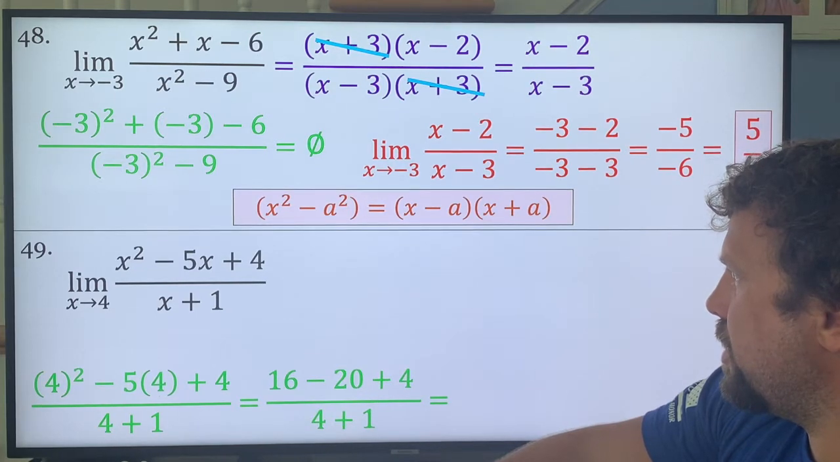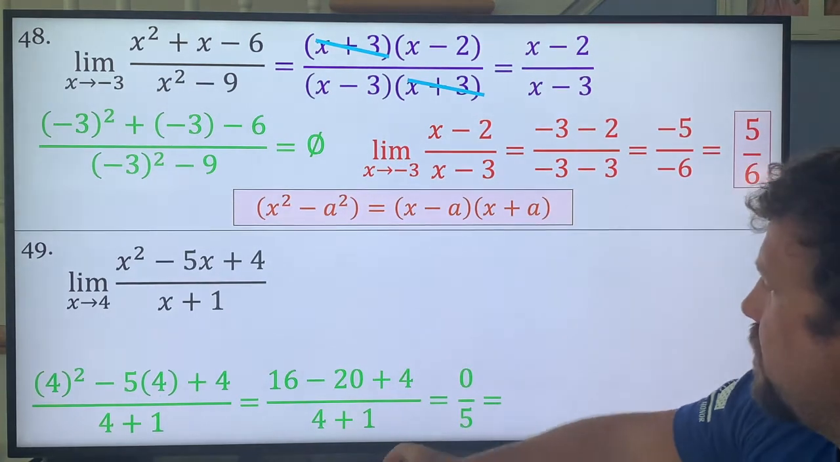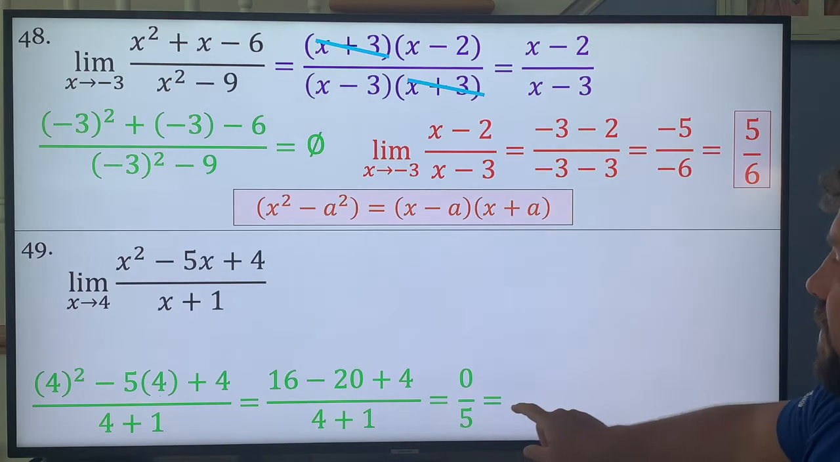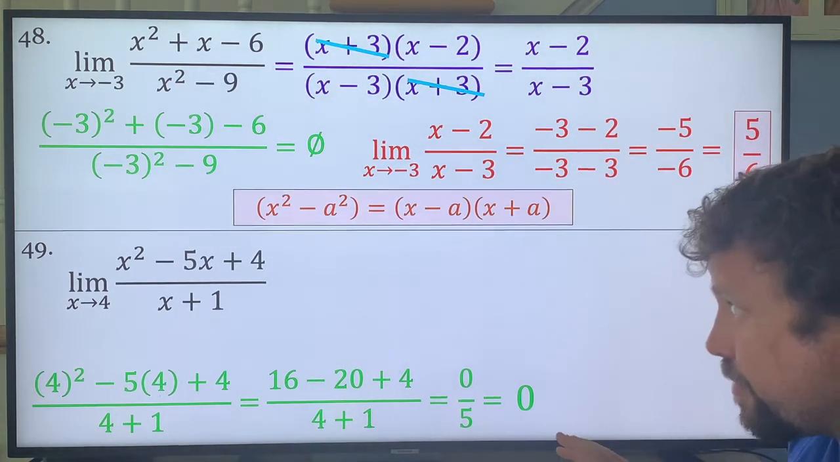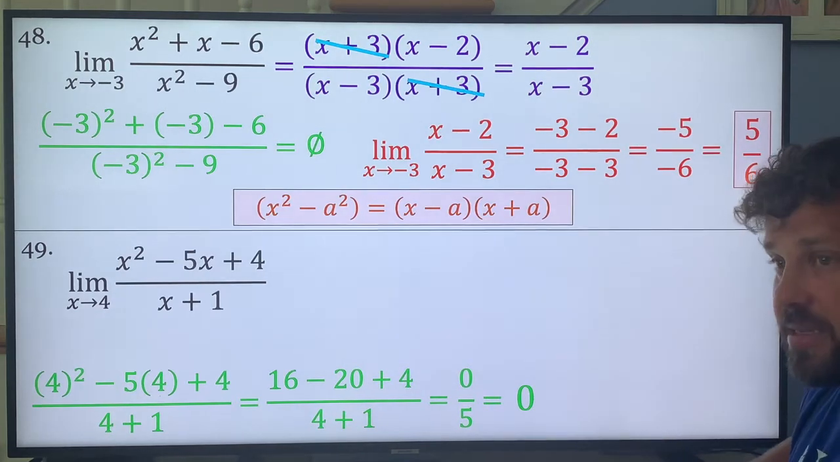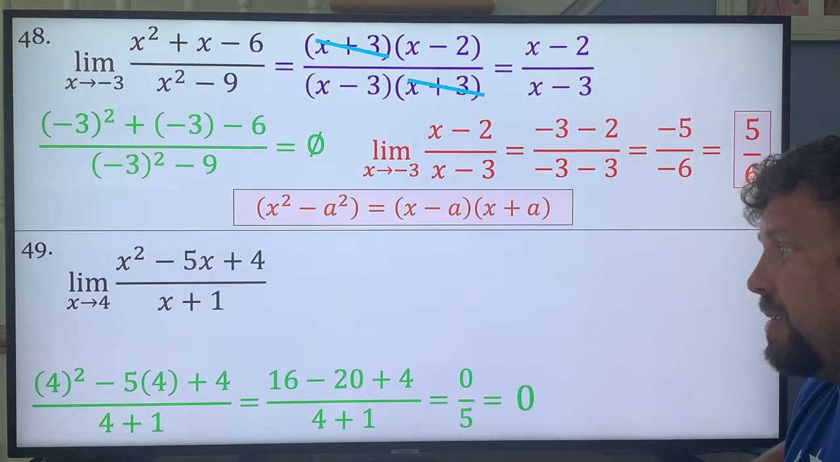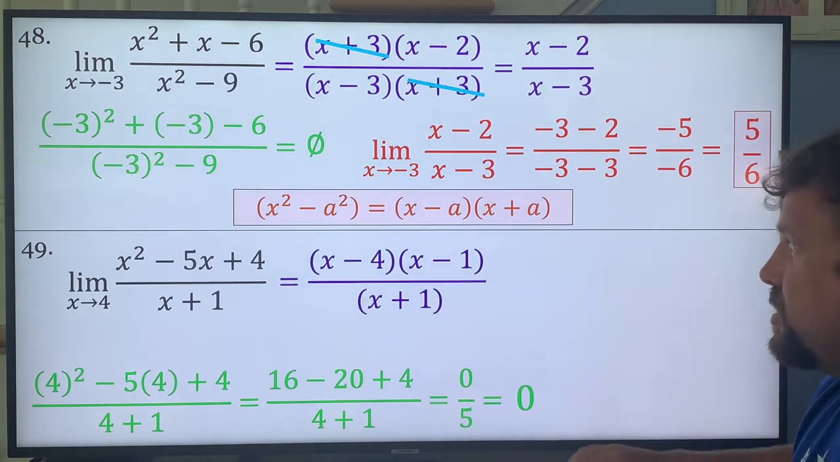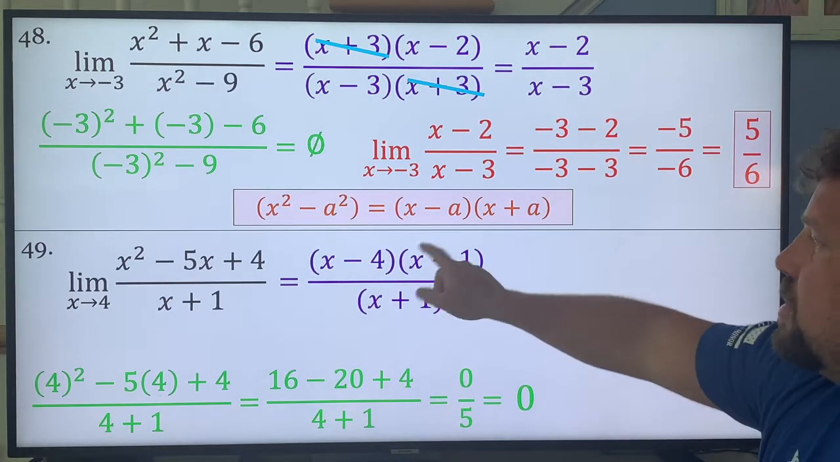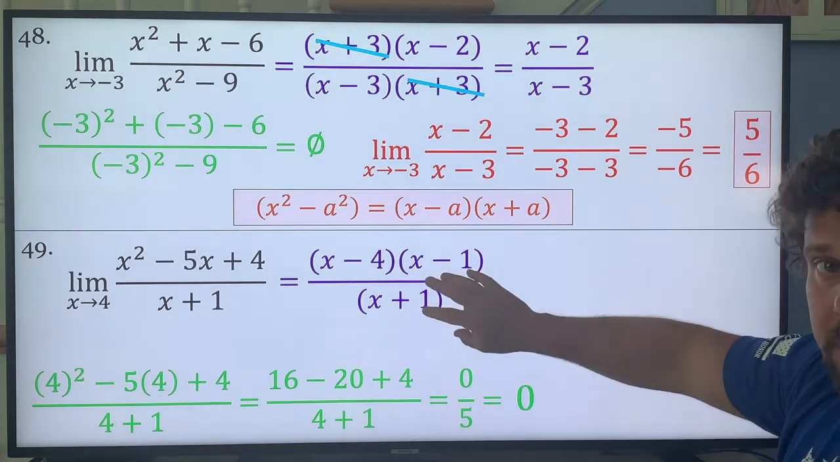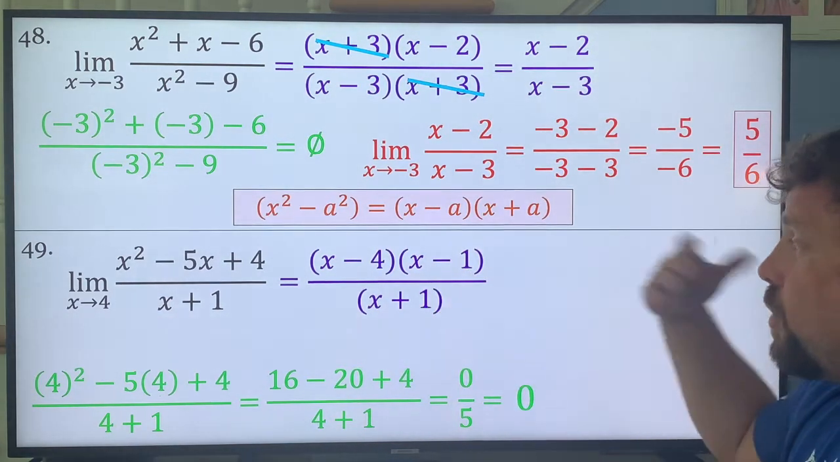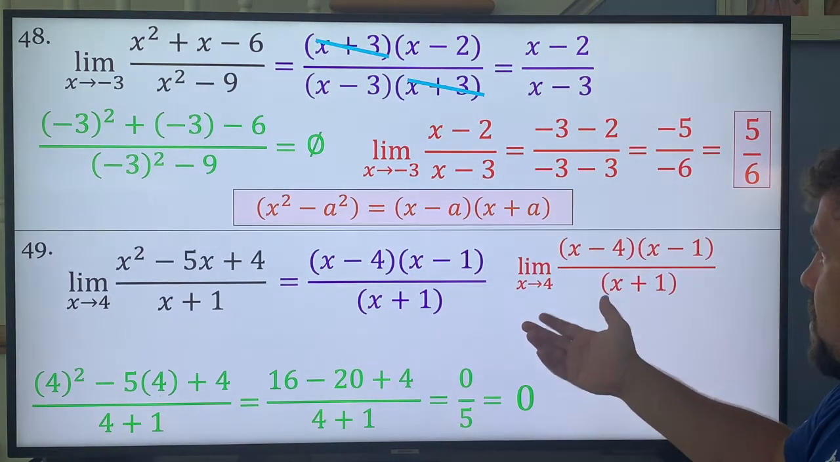Oh, wait. Look what happens when I plug in 4. 0 over 5 is 0. Technically, you're done. Now, those of you who didn't type that in and just went right off the bat and factored would have gotten something like that. And look what happens. Nothing factors out. Can you do this and get nothing to factor out? Of course you can.